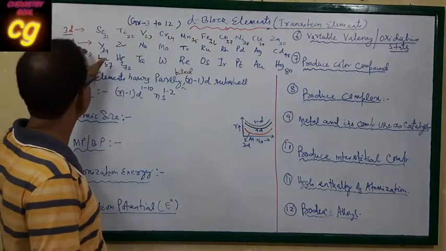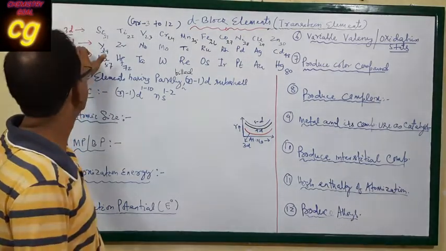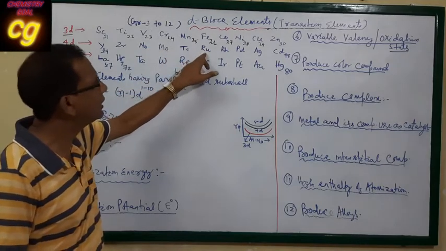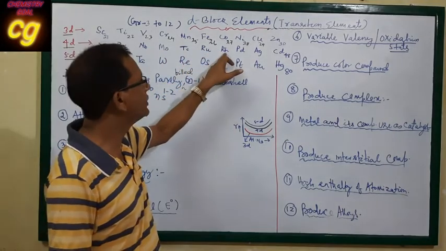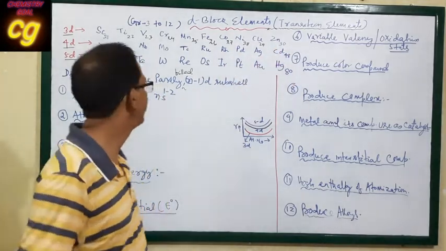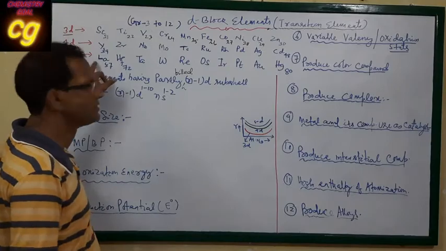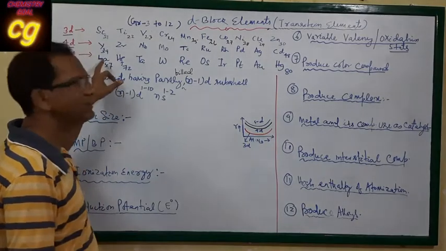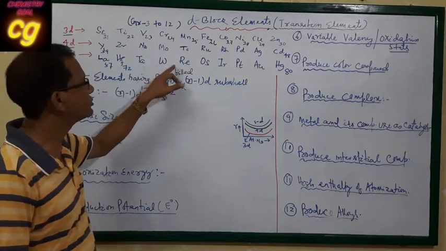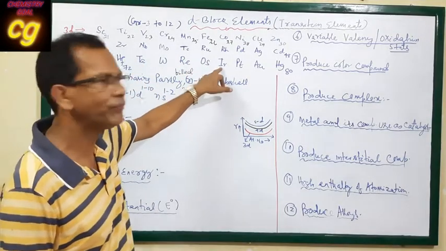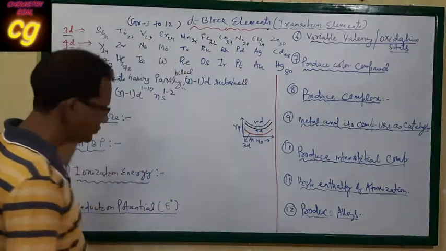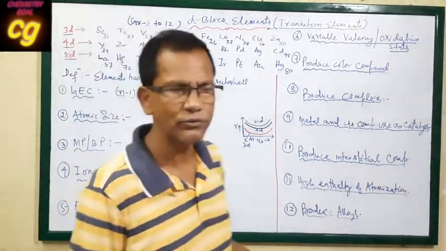Then the second series is called 4D series, that is yttrium, zirconium, niobium, molybdenum, technetium, ruthenium, rhodium, palladium, silver and cadmium. Then 5D series, that is the third series: lanthanum, hafnium, tantalum, tungsten, rhenium, osmium, iridium, platinum, gold and mercury. And your 6D series is incomplete, we can say.